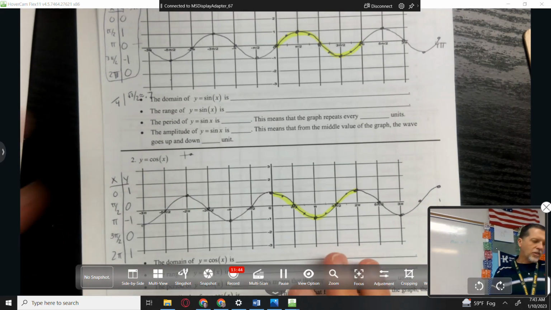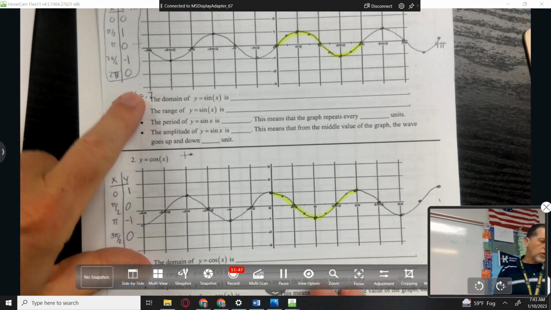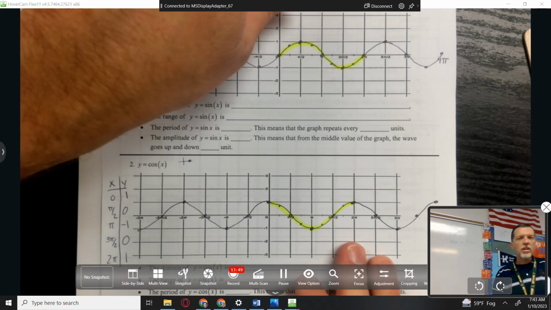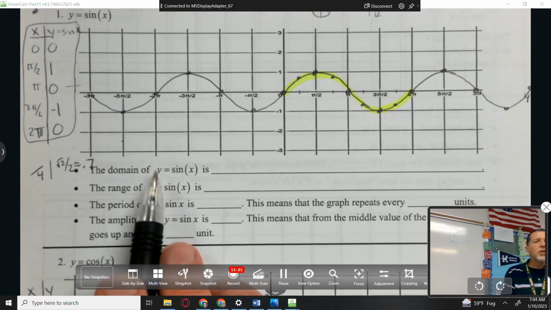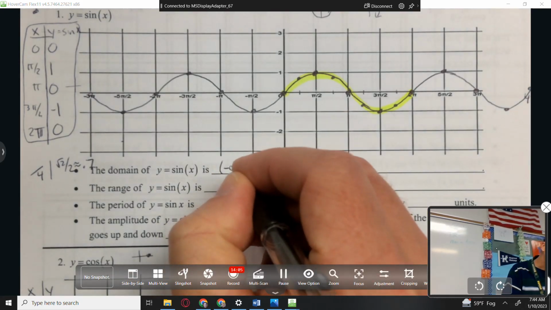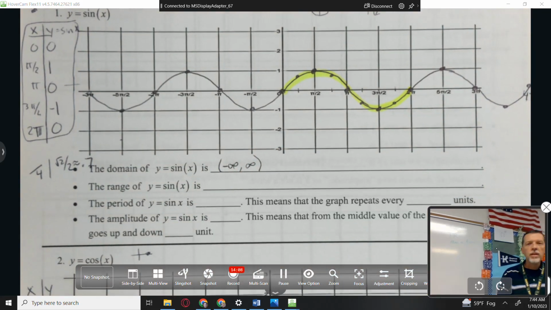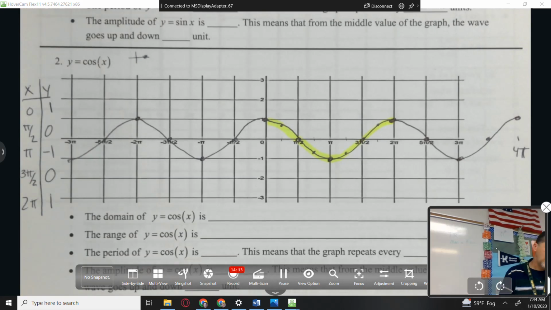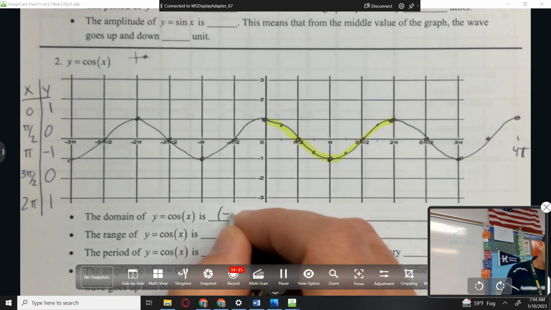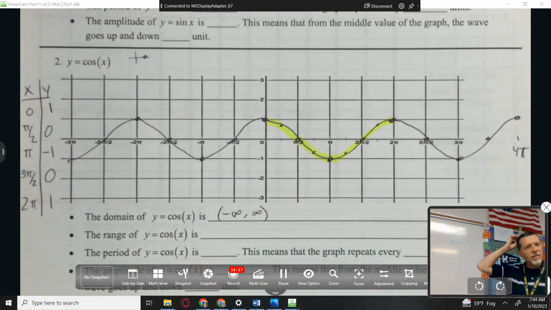All right, now let's answer these questions, because some of them are the same. The domain of sine. Domain, that's the x values. So you look at that graph, what x values are covered? The domain is the x values, so that's -infinity to infinity. And while we're thinking about domain, let's answer the domain question for cosine. Also -infinity to infinity.